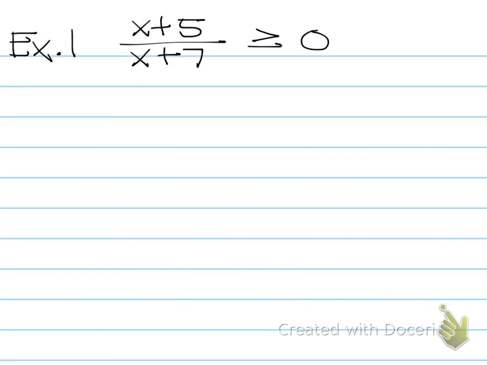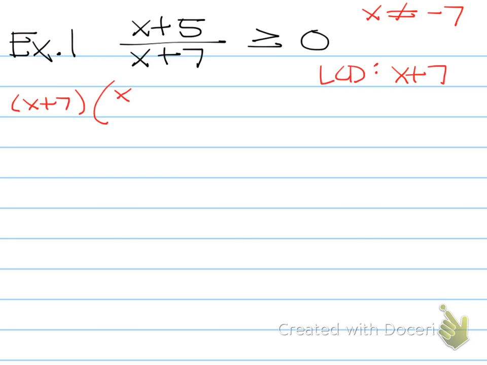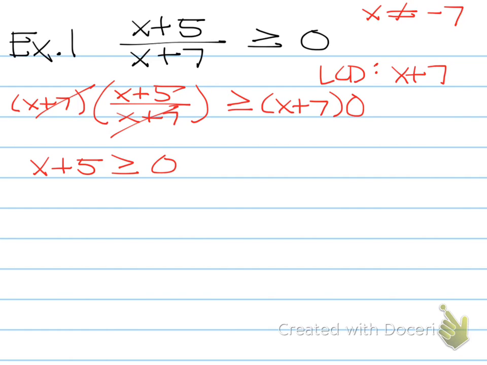All right, first example. So we still need to determine what x cannot equal. When we set that denominator equal to 0, we get x cannot equal -7. And then we determine what the lowest common denominator is, which is x plus 7. That's our only denominator. Multiply everything by x plus 7. The x plus 7's on the left side will cancel, leaving us with x plus 5. And then x plus 7 times 0 is still 0. Subtract 5 from both sides. We get x is greater than or equal to -5.